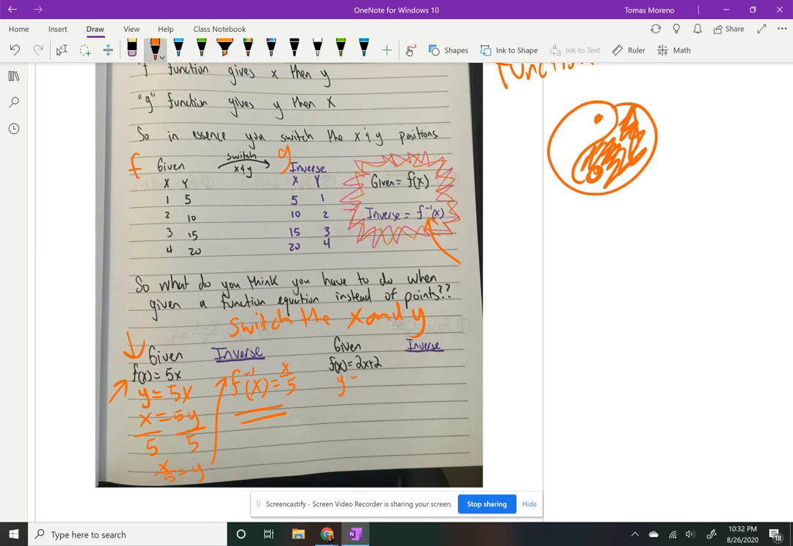Same concept. We switch the x and the y and solve for y. So how do I get rid of a -2? A +2. How do I get rid of a times 2? Divide by 2. And again, how do we denote the inverse? F of -1 equals x + 2 over 2.